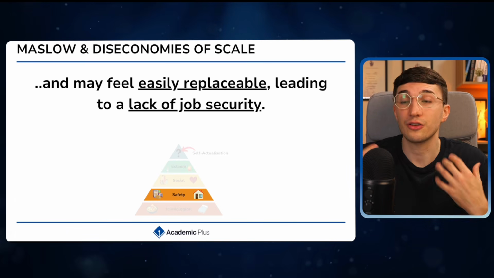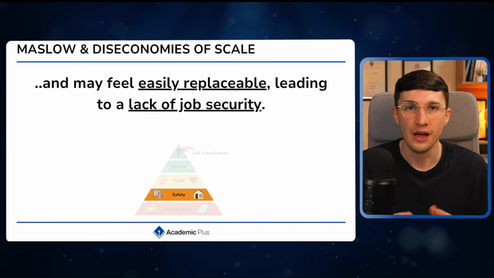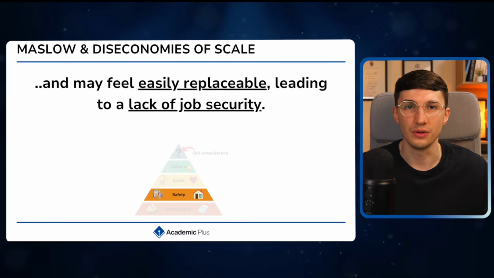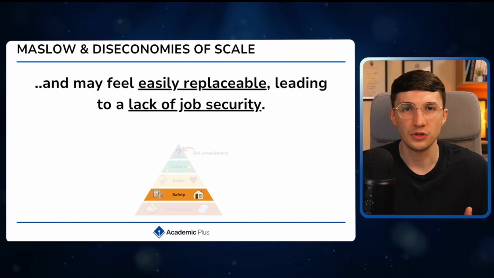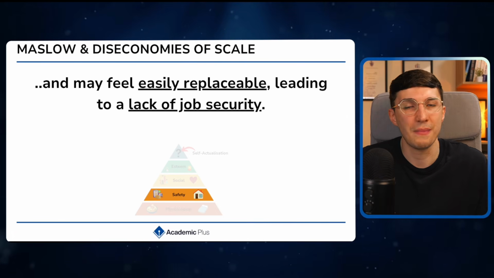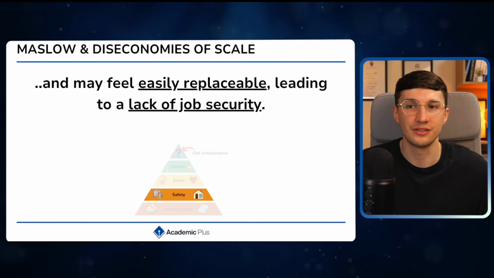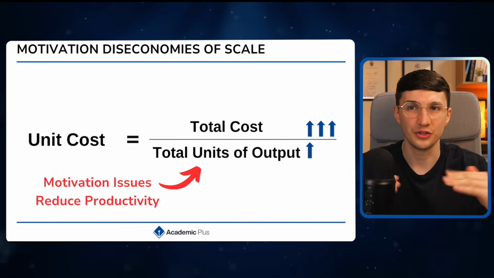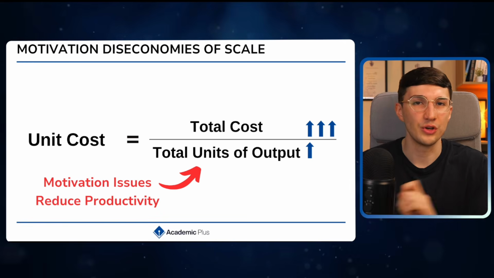Or we could even look at our security, our safety needs. Because I feel replaceable. I feel that the business can just replace me at any moment. So I may start to lack that job security. So my second level from Maslow's hierarchy of needs is not being met. So this starts to negatively impact the business. Productivity levels start to reduce, which therefore increases our unit costs.